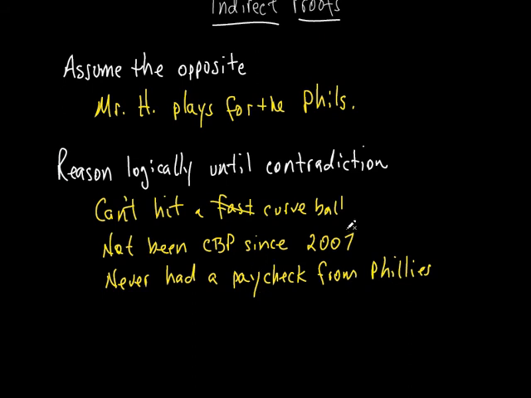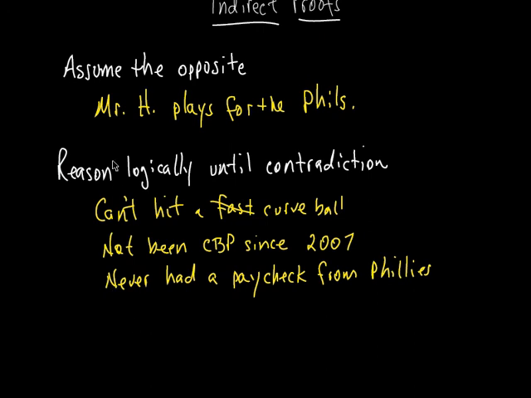So these are all contradictions, aren't they? So I've contradicted what I assumed. I assumed the opposite, right? I assume that I do play for the Phillies because I'm trying to prove that I don't. So I assume that I do. These are all contradictions, which means what?